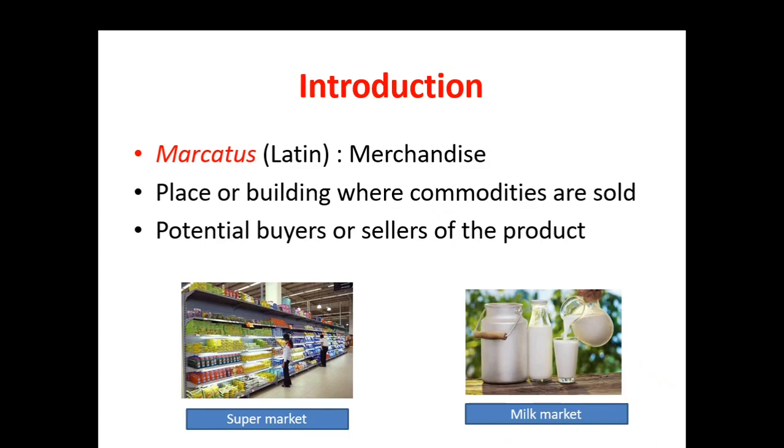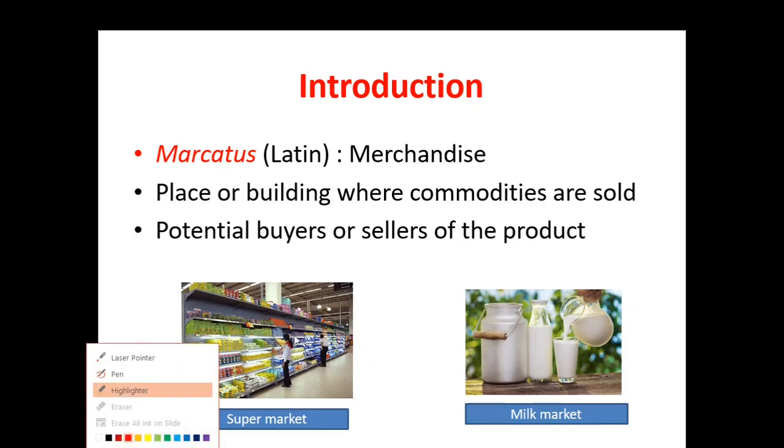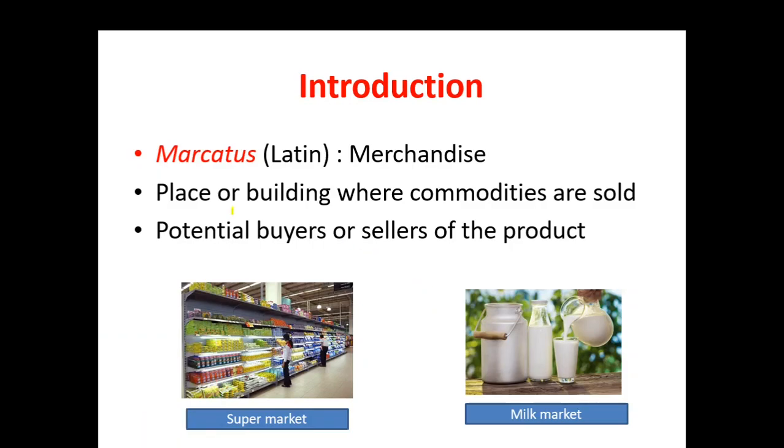The market has its origin from the Latin word mercatus. What is the origin? The origin is the Latin word mercatus, which means merchandise. So, it can be a place or a building where the commodities are sold. For example, a supermarket. Consider a supermarket as a place or a building where the commodities are sold. You can see here this is a supermarket.